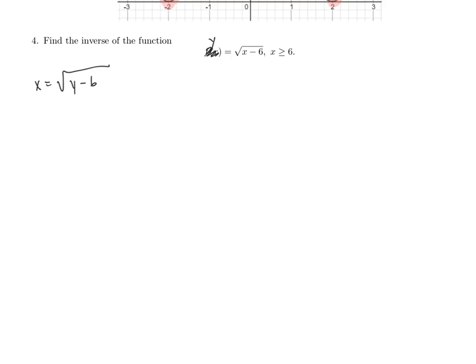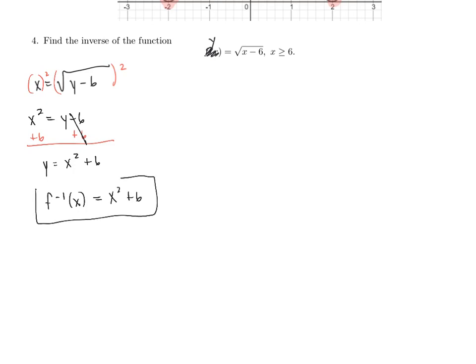So square both sides to get rid of the square root. So we'll have x squared is equal to y minus 6. And then we're going to simply add 6 to both sides. So we will get y equals x squared plus 6. And then if you want to write it with the inverse notation, you could say f inverse of x is equal to x squared plus 6. All right.